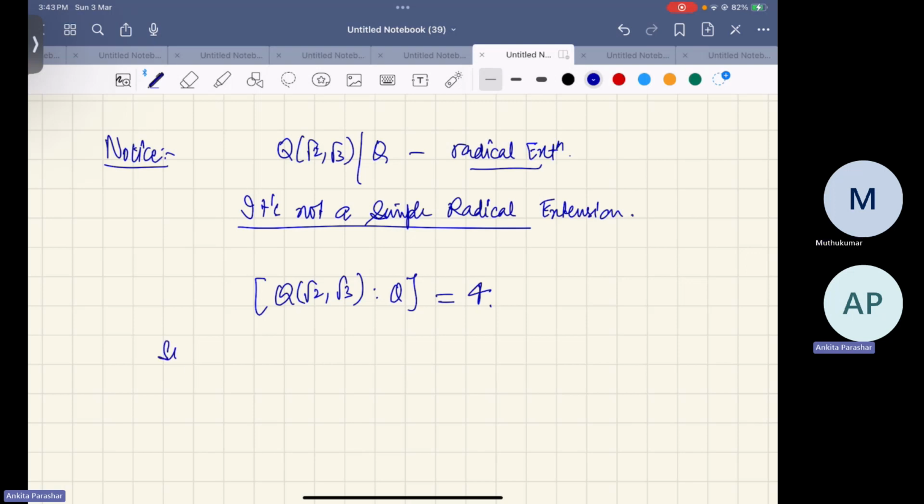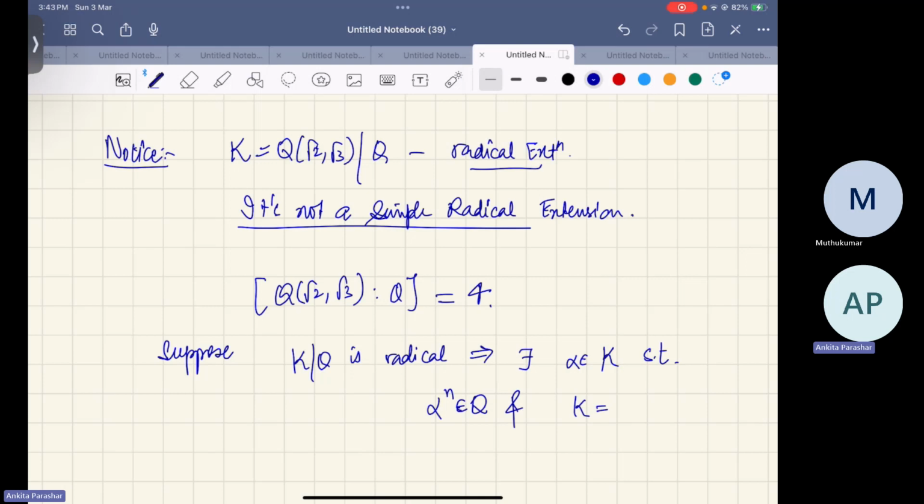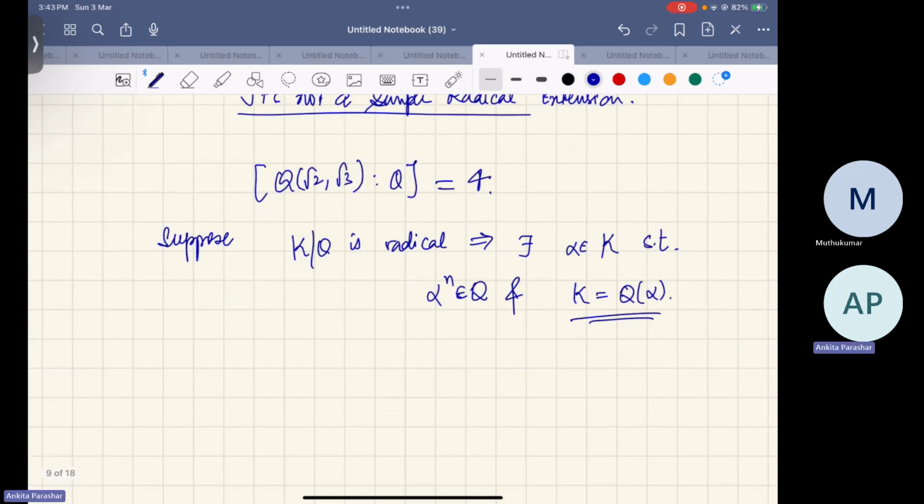Suppose, let's say this is k. Suppose k over q is radical, then there exists some alpha in k such that alpha power n should be in q, and k should be generated by q alpha. This is the definition. Moreover, we also know that this n cannot be less than 4. This has to be more than or equal to 4.